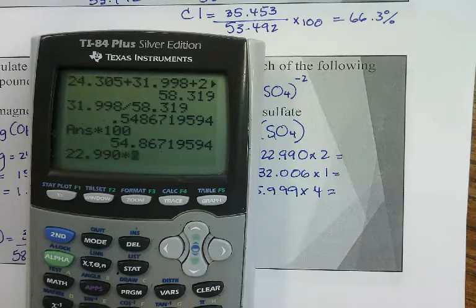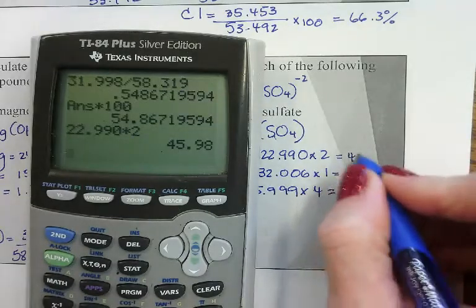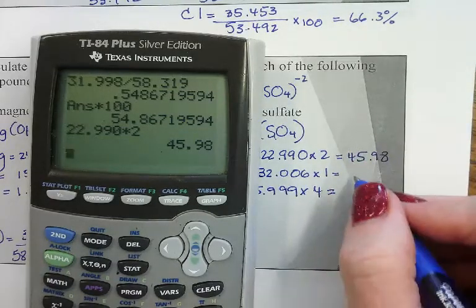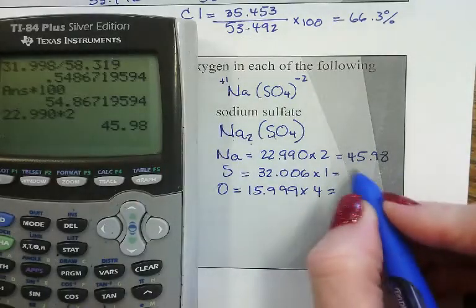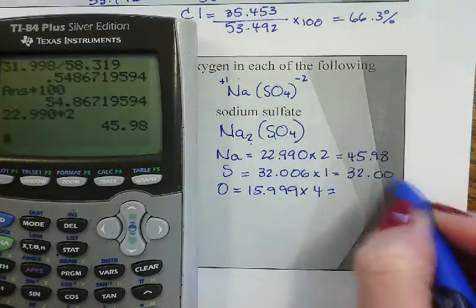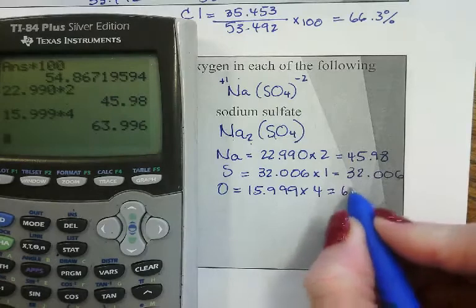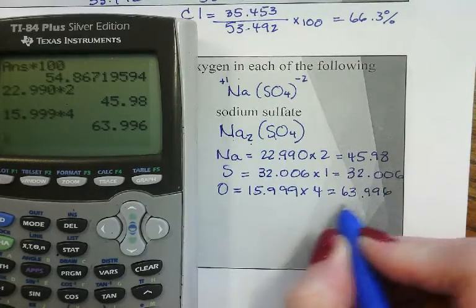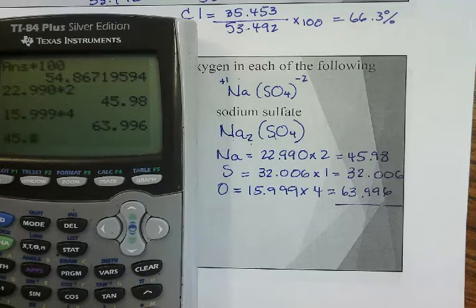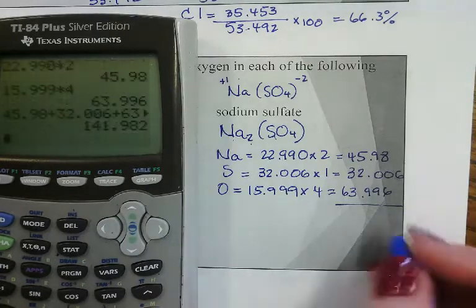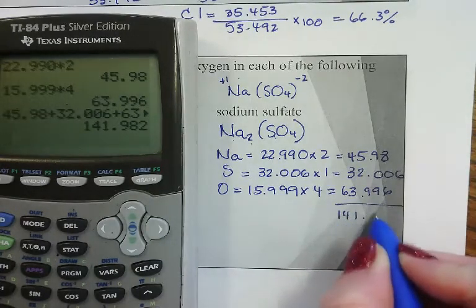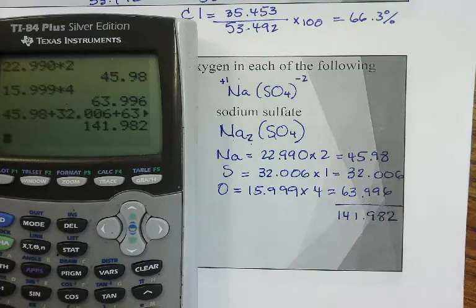22.990 times 2, 45.98. This one, there we go, 32.006, and then 15.999 times 4 gives me 63.996. To add them all up, 45.98 plus 32.006 plus 63.996 equals. That's the mass of the whole thing.